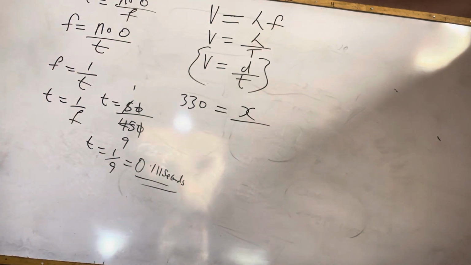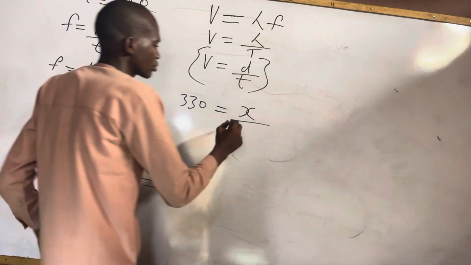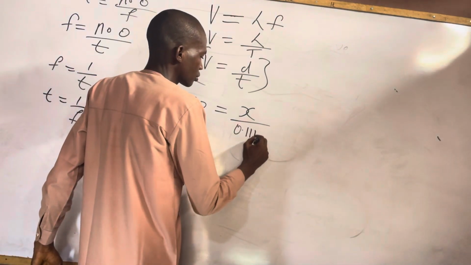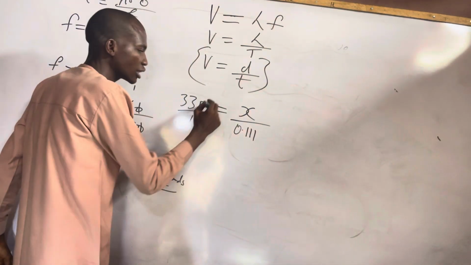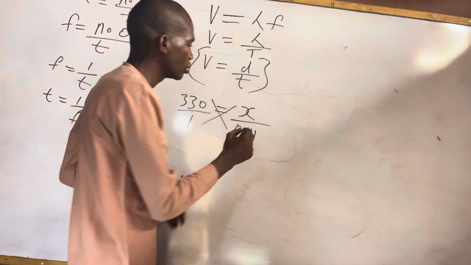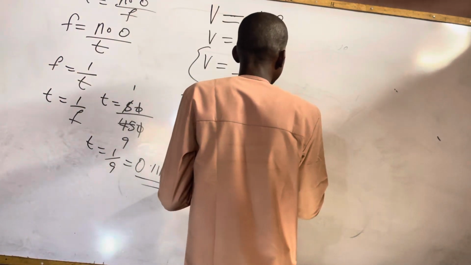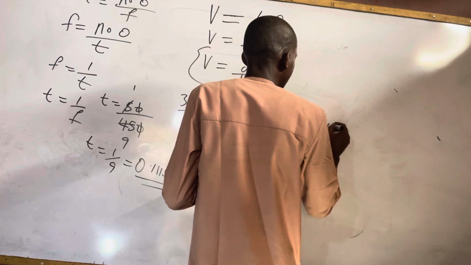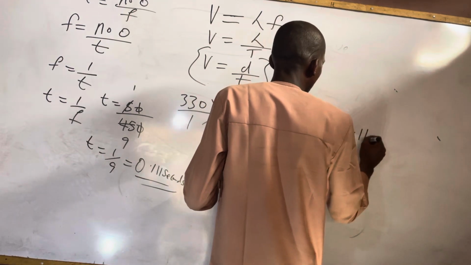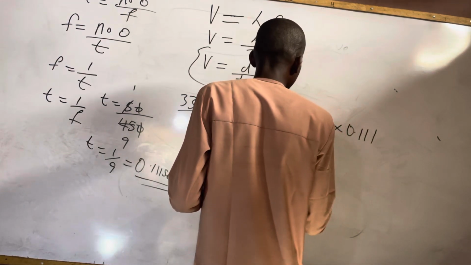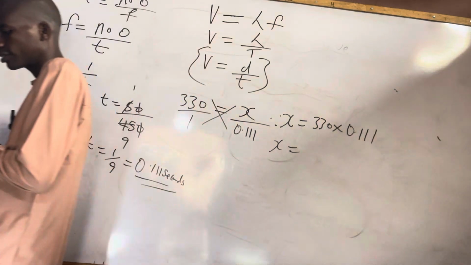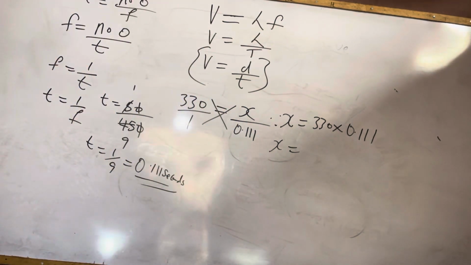Are you with it? So our distance will be 330 times 0.111. What's the answer? Check it. That's it, 36.63.